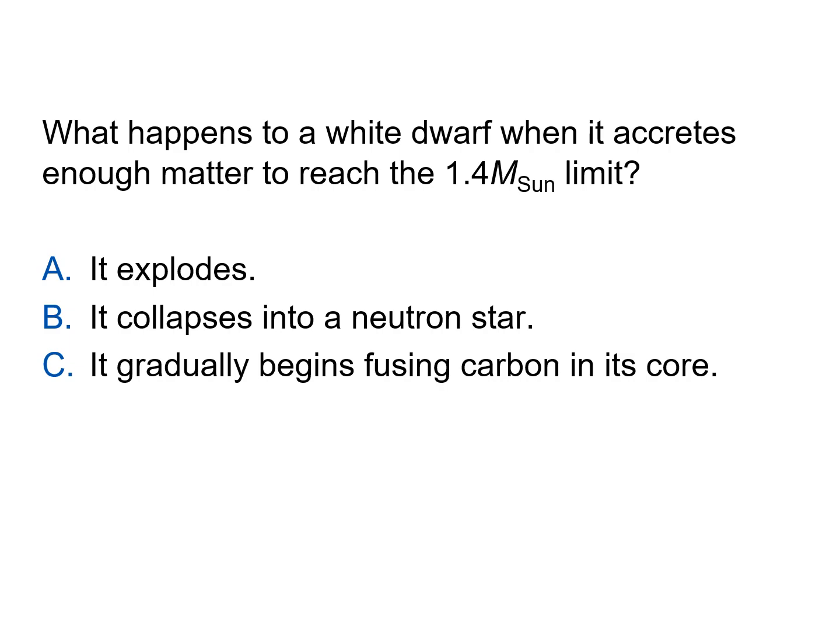So here's a question. What happens to a white dwarf when it accretes enough matter to reach the 1.4 solar mass limit? So let's say a white dwarf, maybe it's 1.3 solar masses, and it's got a companion. It starts building up hydrogen. Then it gets to 1.4 solar masses. And I showed you earlier in the video that because of the limits of electron degeneracy pressure, it cannot sustain that 1.4 solar masses. So let's think about what's going to happen to it, because it can no longer hold that.